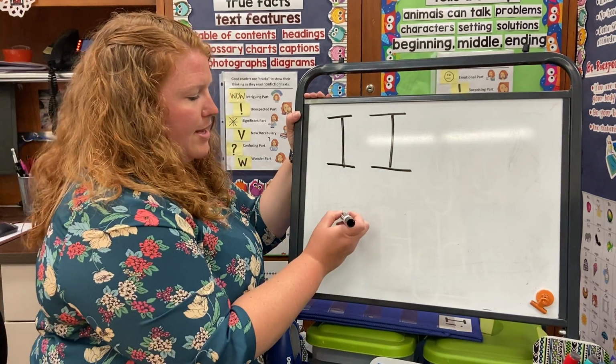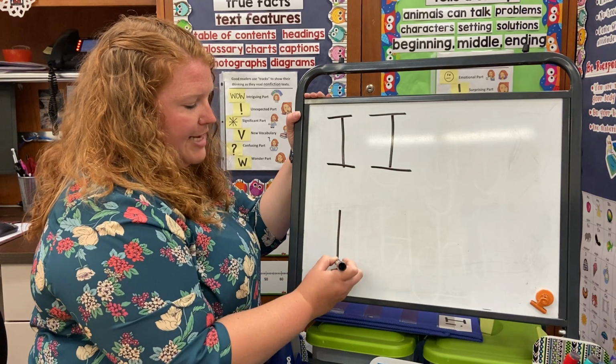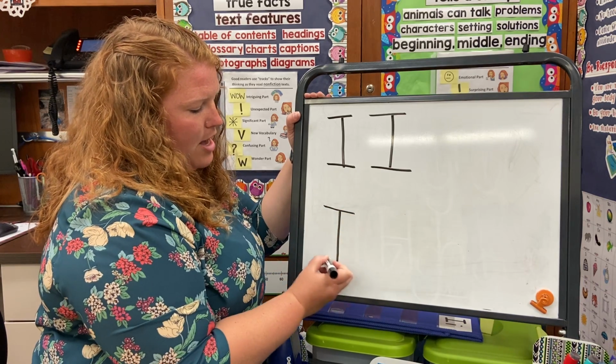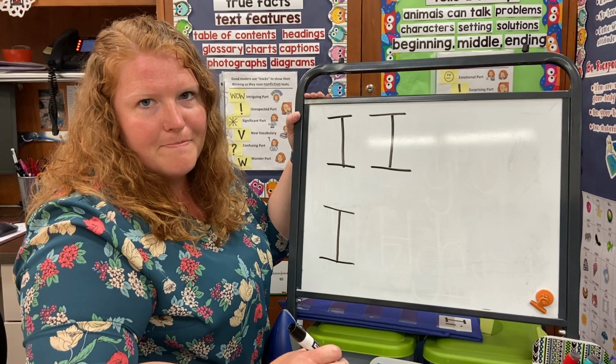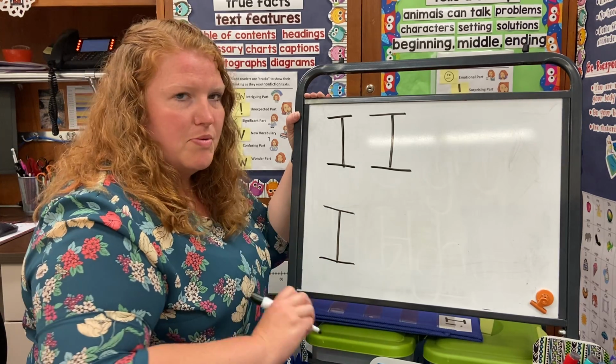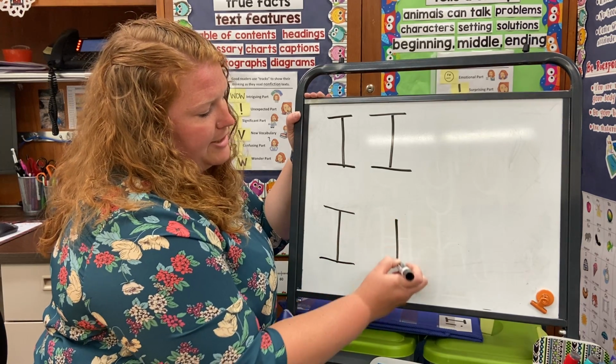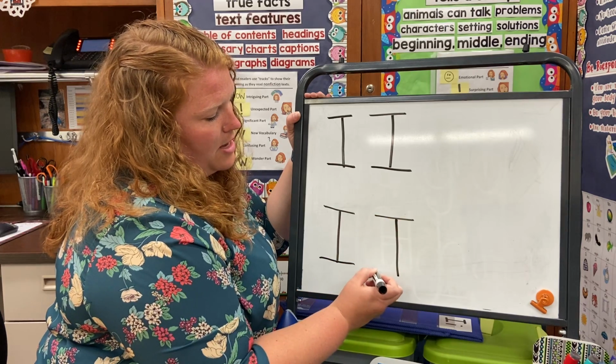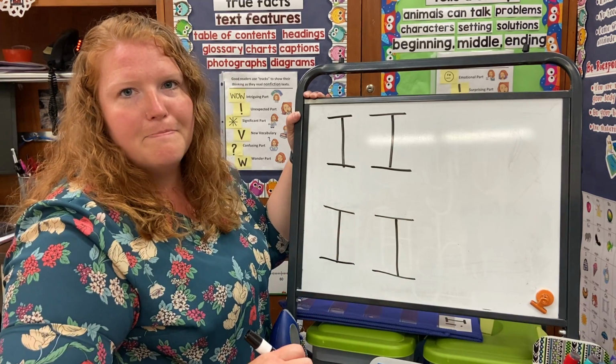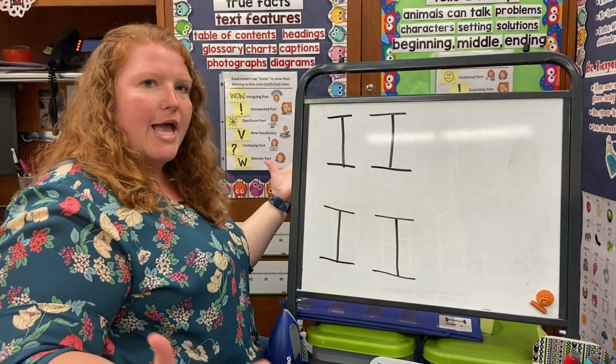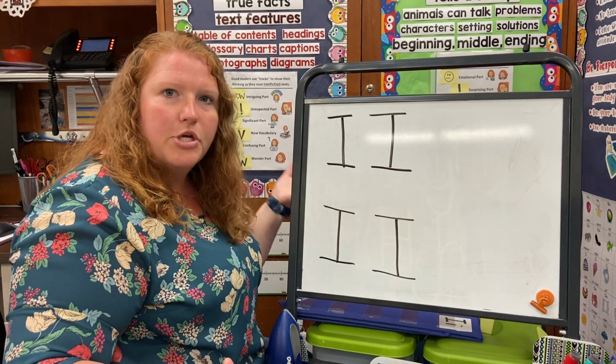Do it with me. Here we go. Say it with me. Pull down, across, across. I. Last time, say it and do it with me. Here we go. Pull down, across, across. I.